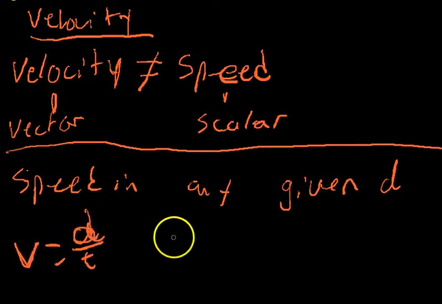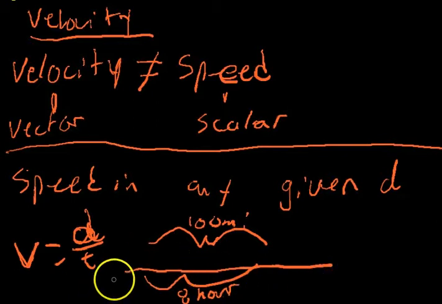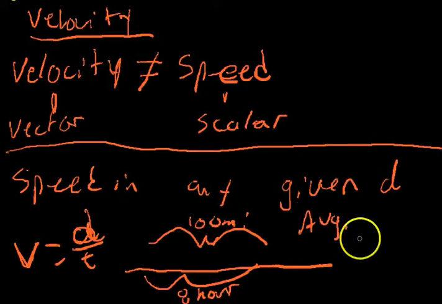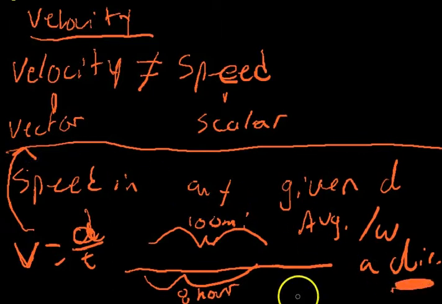Distance over time. So let's say I'm going from San Francisco to LA. That's southbound. So I take that whole trip, that 100-mile trip that I complete in 8 hours. My velocity is this resulting average speed with a direction, right? With a direction, because velocity is a vector quantity. So you always need to have this directional component here. So that's very important about velocity.